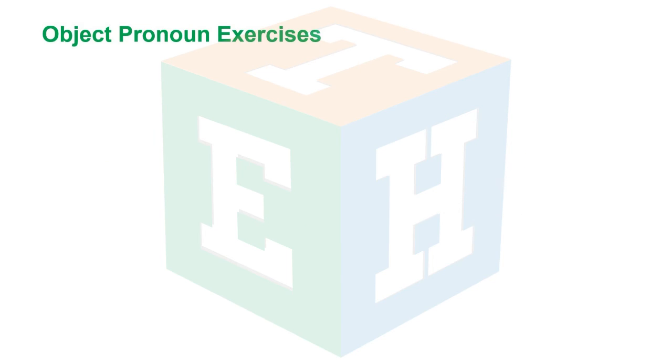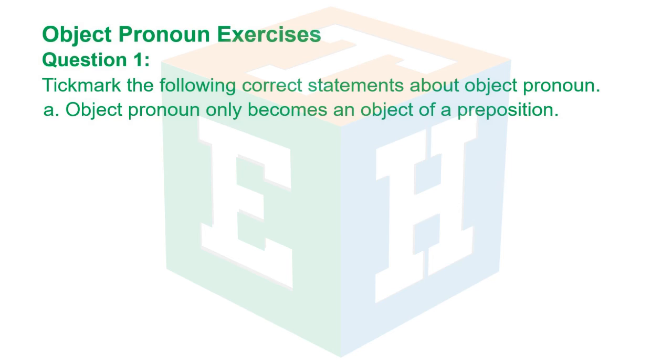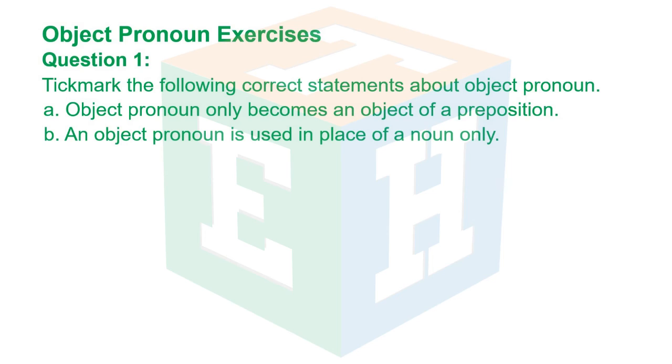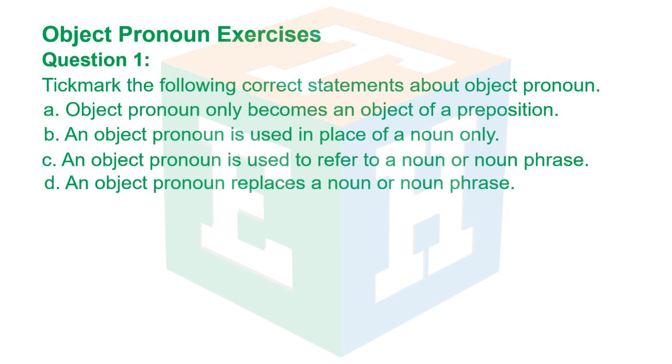Object pronoun exercises. Question 1. Tick mark the following correct statements about object pronoun. A. Object pronoun only becomes an object of a preposition. B. An object pronoun is used in place of a noun only. C. An object pronoun is used to refer to a noun or noun phrase. D. An object pronoun replaces a noun or noun phrase.